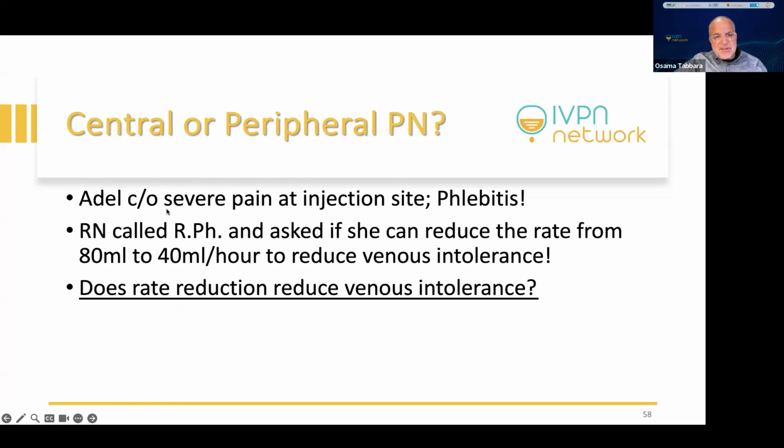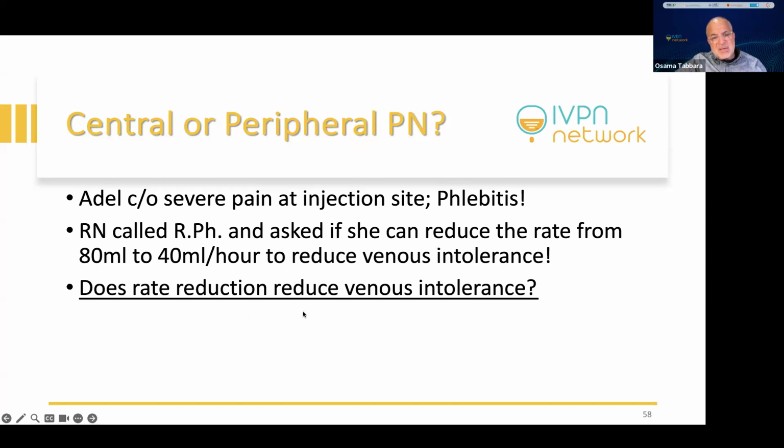So now Adil complained of severe pain at the injection site. He's having phlebitis. Unfortunately, the patient did not tolerate the solution. So the nurse called us and asked if she can reduce the rate from 80 ml to 40 ml per hour to reduce the venous intolerance. So does rate reduction reduce venous intolerance? First of all, if we go from 80 to 40, we reduce the calorie intake and the protein intake by half. So this is not recommended. But the best answer is that we do not recommend at all reducing the rate to reduce the chance of phlebitis.